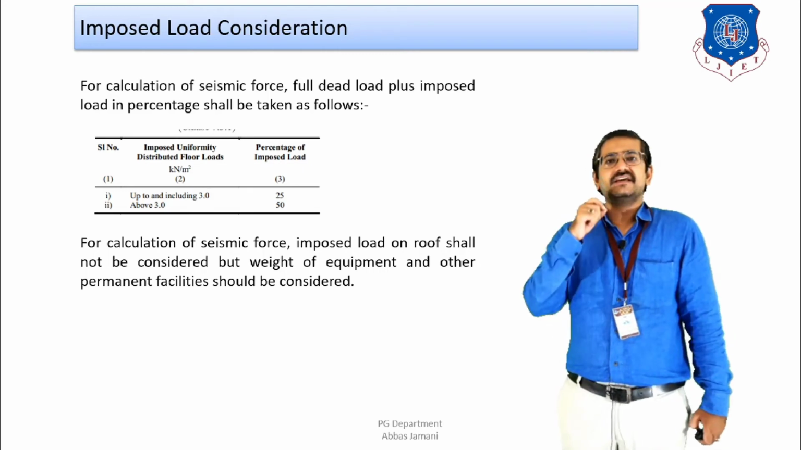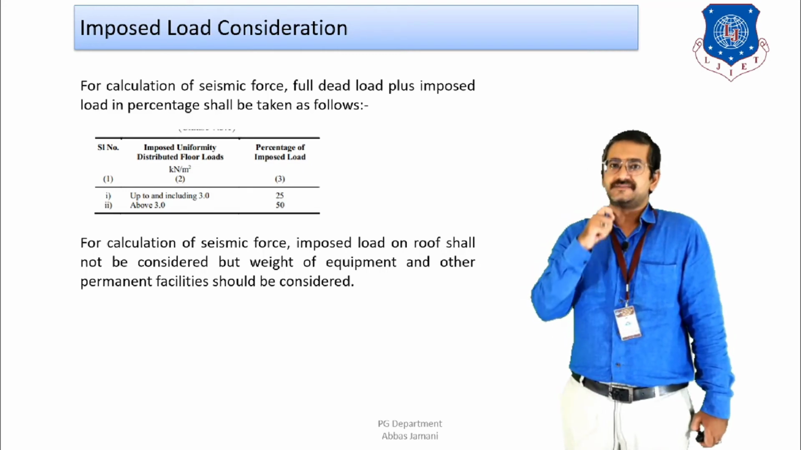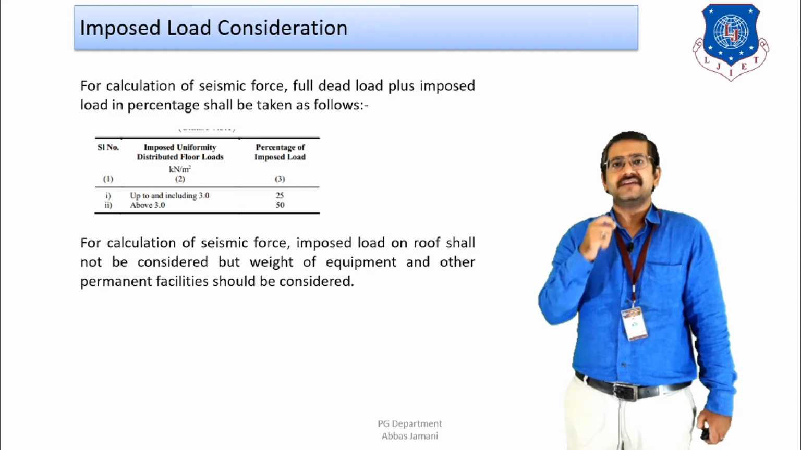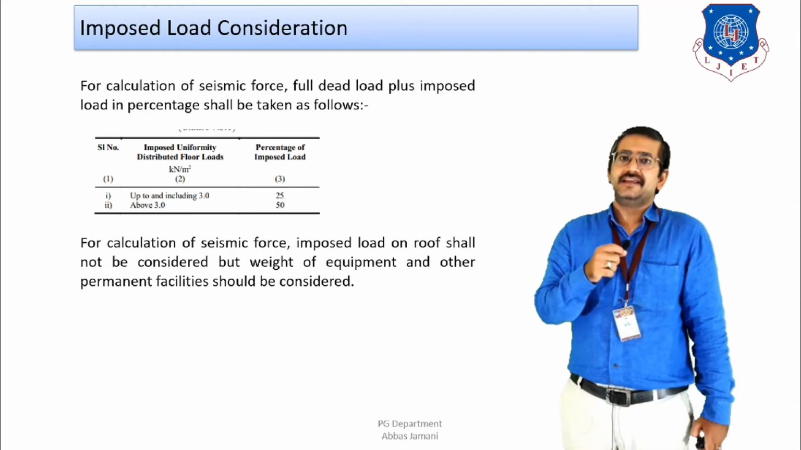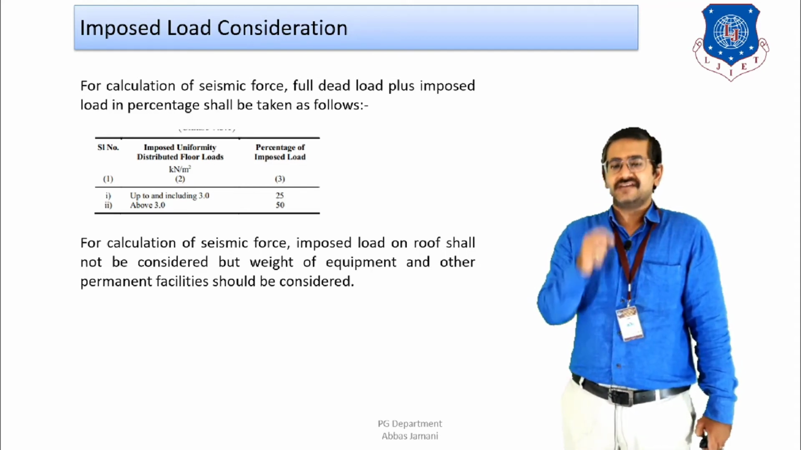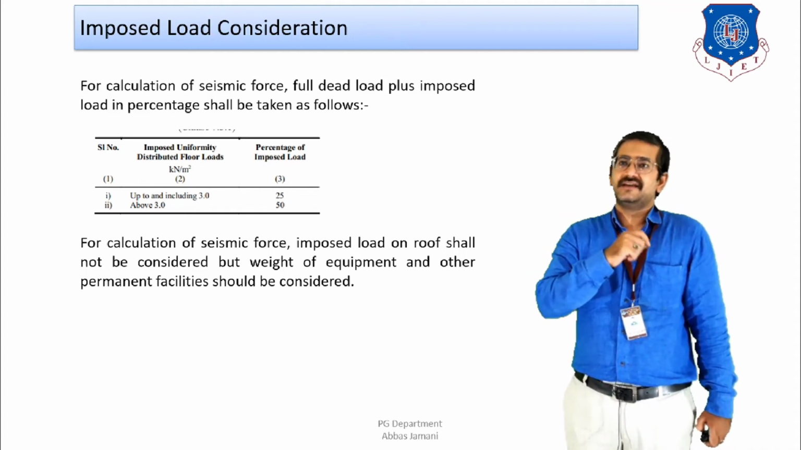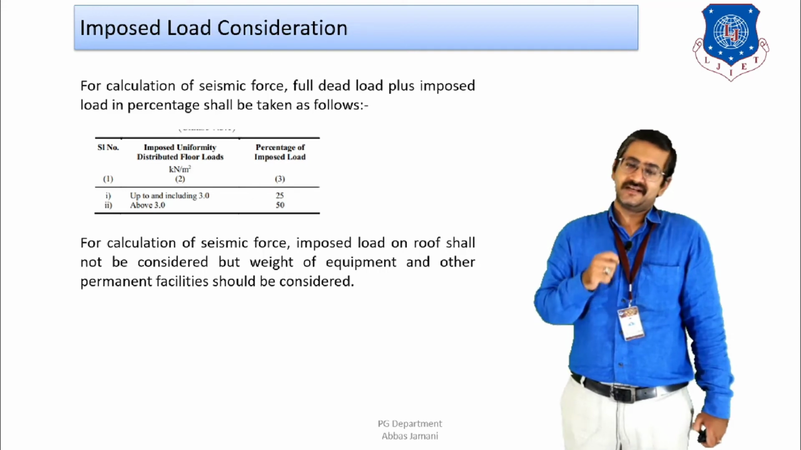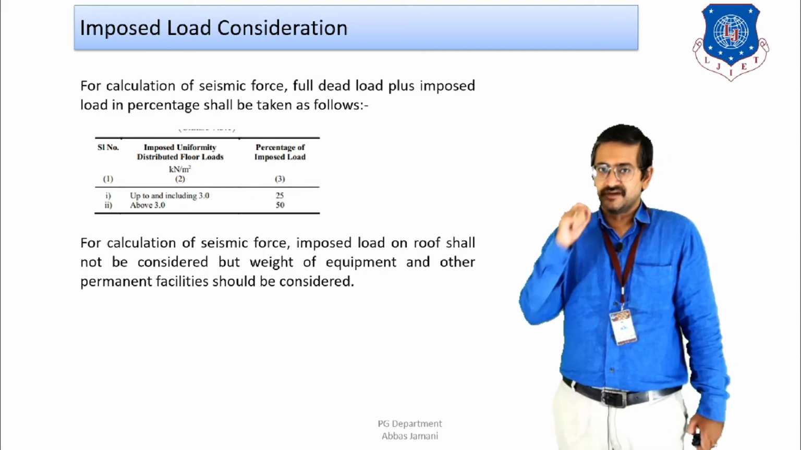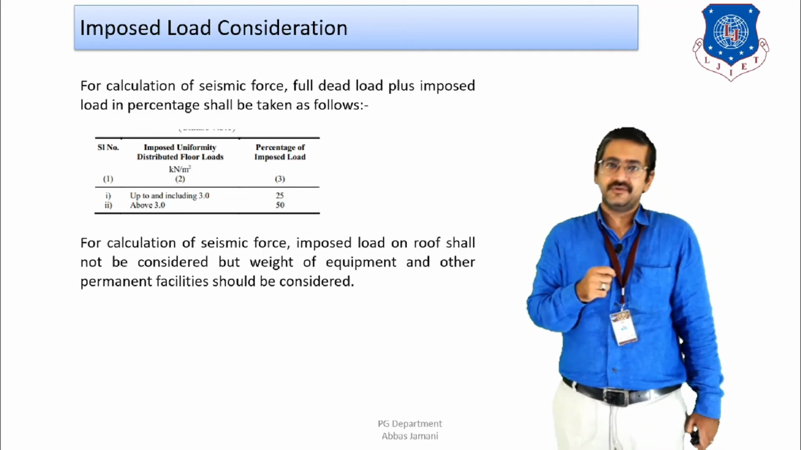That is, the imposed load on roof is not to be considered as part of the seismic weight. However, the weight due to equipment and any other permanent fixtures has to be considered as part of imposed load, and its effect will be there in the calculation of seismic weight, that is W, in VB equals AH into W. So that is why this component is going to be very important.